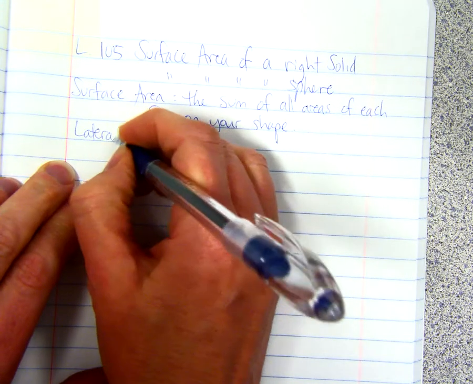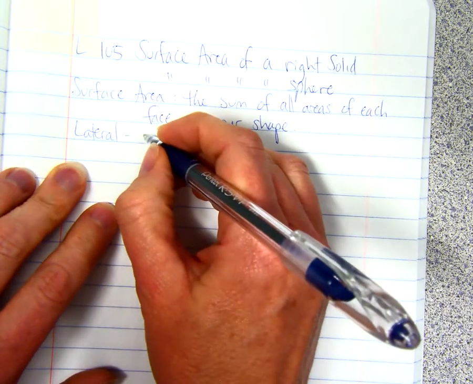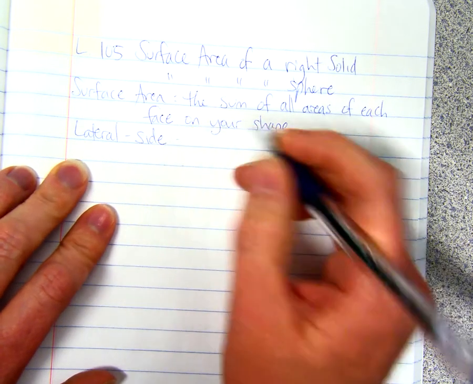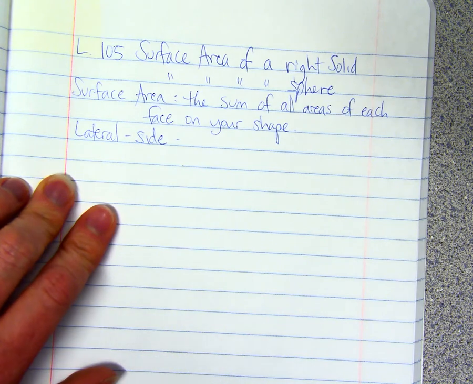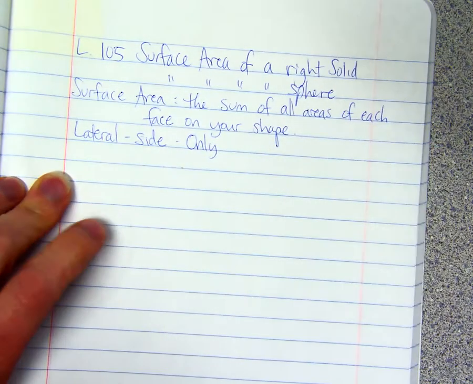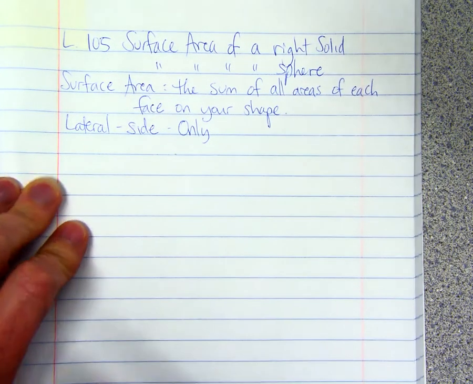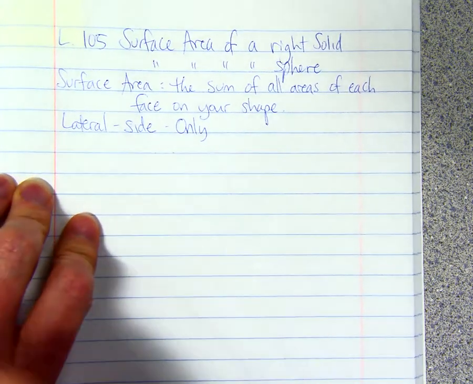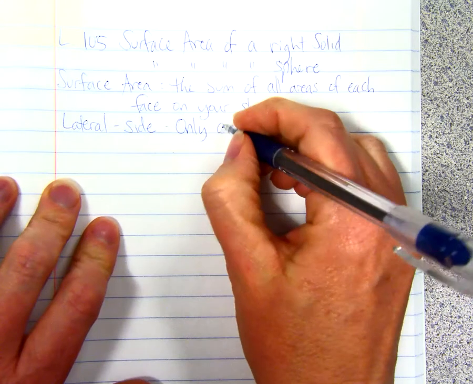The word lateral just means the side. You only add the areas on the sides, not the areas of the bases. So if it says, please find the lateral surface area, you're only going to add all the sides excluding the bases, so you won't add the bases.